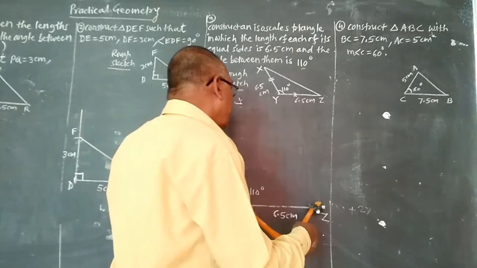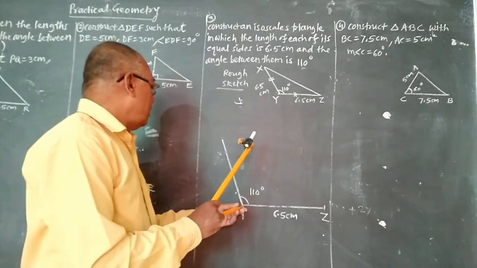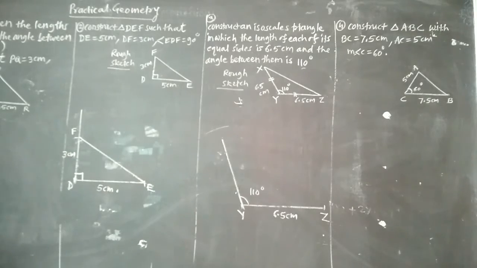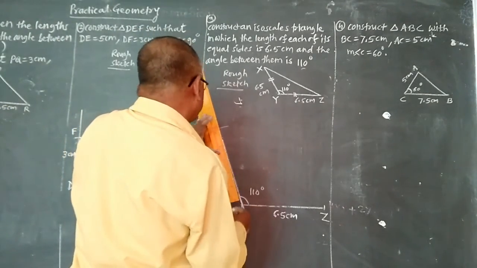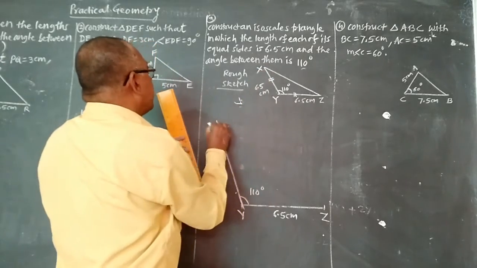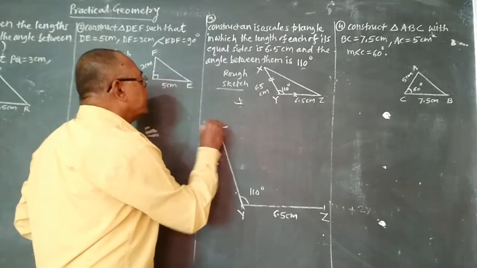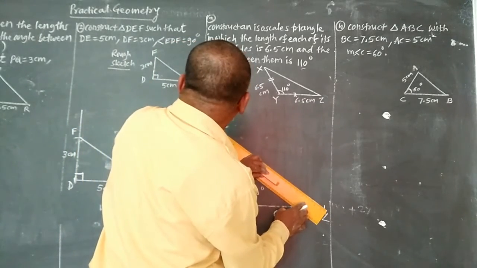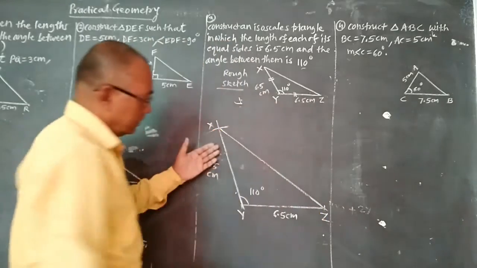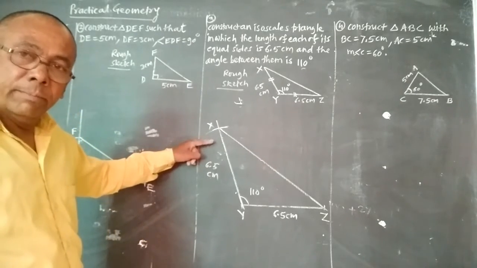So I will take 6.5 here and draw by putting the metallic point on Y. I will mark here, and now we have to join this side with this point X, which is 6.5 centimeter away from Y. So here now joining X and Z, we got the triangle XYZ of the given measurements.